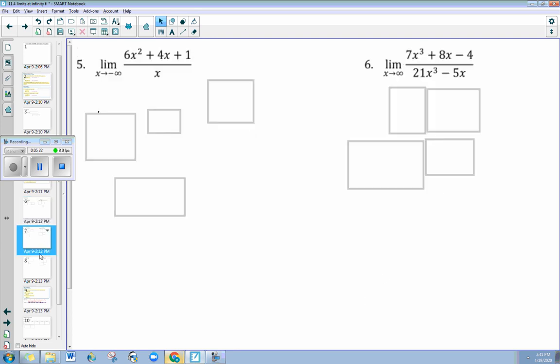A couple more of these. Limit as x goes to negative infinity of 6x squared plus 4x plus 1 over x, and 6. Go ahead and try those on your own.